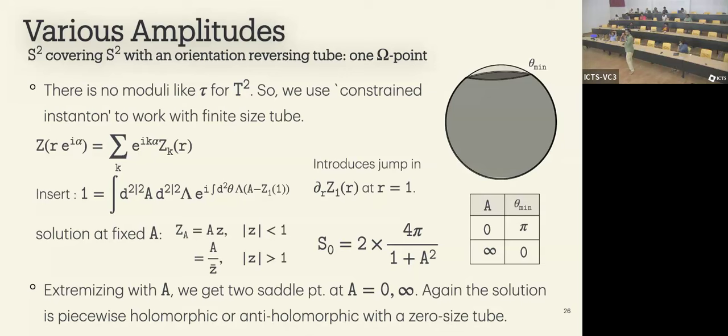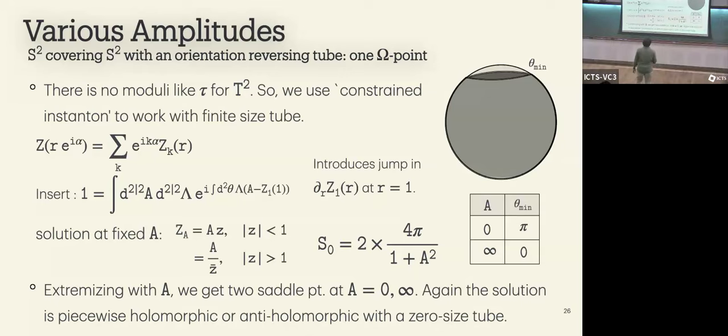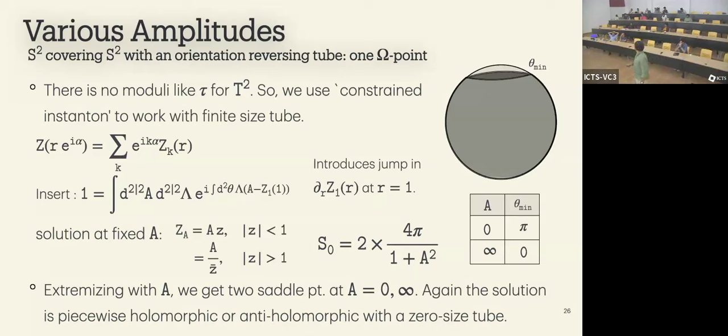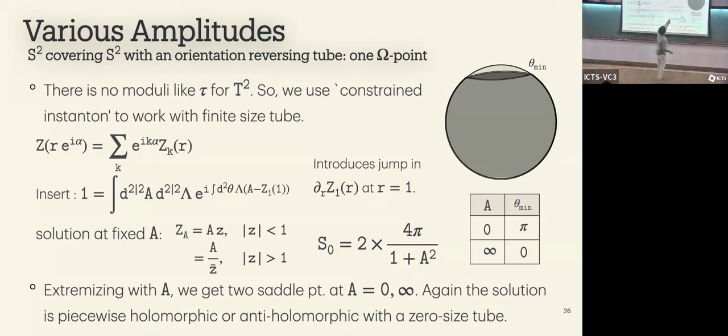Yes, it is true. Actually, it is coming from the source term also. This particular source term is helping this del r of z1 to jump from being holomorphic to anti-holomorphic. This is actually giving you the opportunity, and that jump is giving you this integral. Yeah, that's true, thanks.